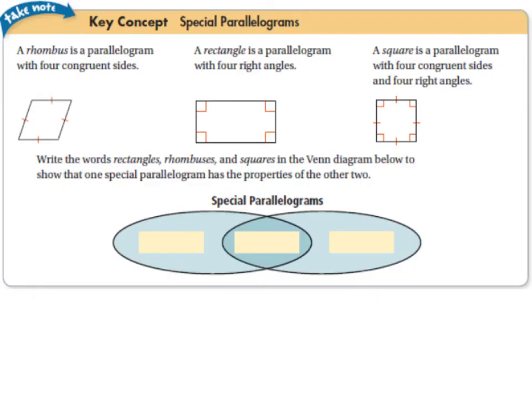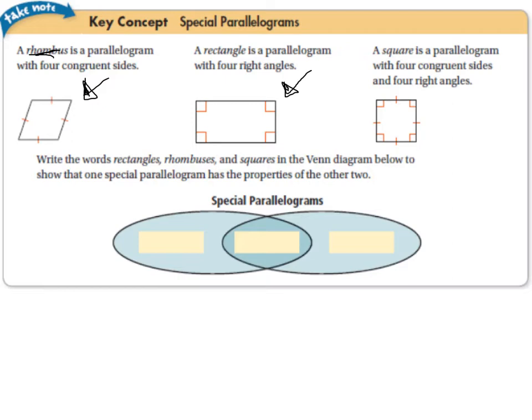First, the definitions. A rhombus is a parallelogram, so it has four sides, and the key thing about a rhombus is that all four sides are congruent. So I'd make sure to write rhombus and maybe even this picture and write all four sides congruent. A rectangle is a parallelogram, and the key thing for a rectangle is that every angle is 90 degrees. So in a rectangle, every angle is 90 degrees. And a square is a parallelogram, and that has both 90 degrees and all four sides are equal.